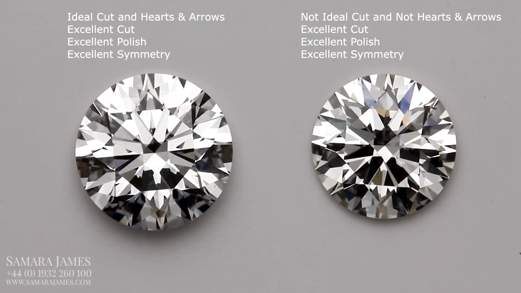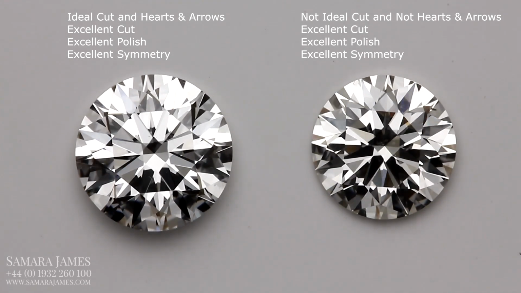If we switch to our lighting type where we can judge the pattern brightness of the same two diamonds, you can see that the hearts and arrows diamond is a little bit brighter compared to the excellent cut diamond. It also has a better contrast pattern.